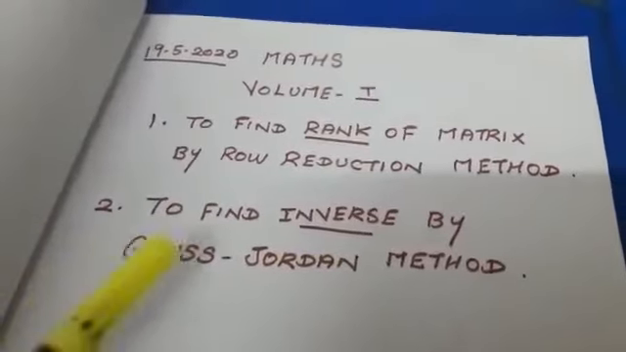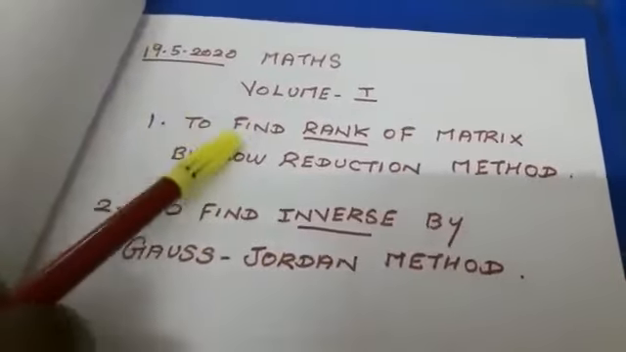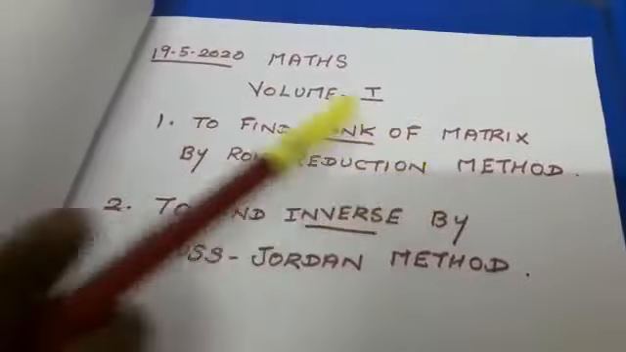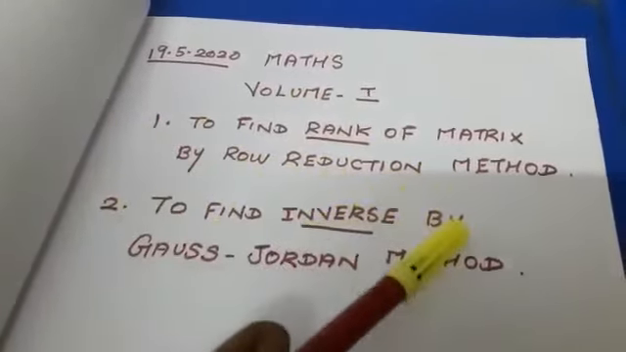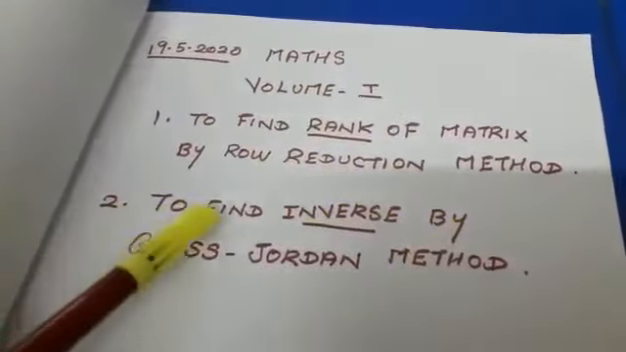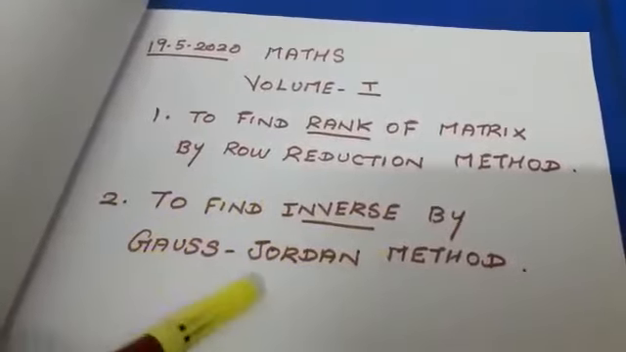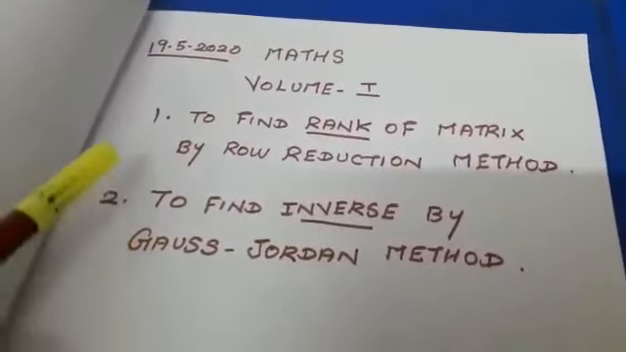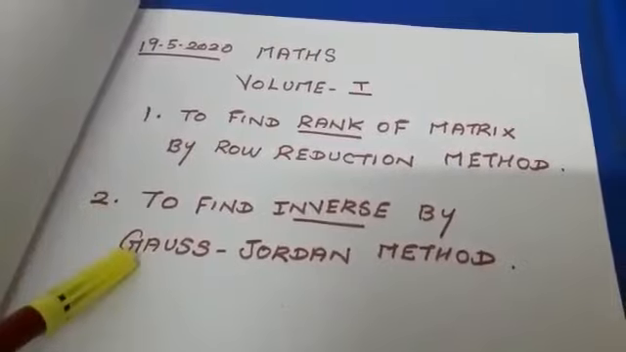In the last class you saw about the application of matrix and how to find the adjoint of a matrix. In this class we are going to see how to find the rank of a matrix by the row reduction method, and second, how to find the inverse by the Gauss-Jordan method. Only these two concepts we are going to see in this class.